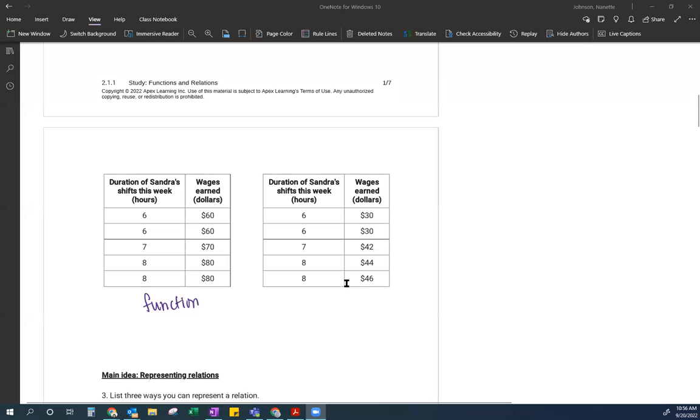Now this one is different. So it says duration of Sandra's work shifts this week. So she got 6, 30, 6, 30, 7, 42, 8, 44, and 8, 46. These two different outputs for this one input won't make this a function. This is not a function. You can call this a relation, but it's not a function, okay?